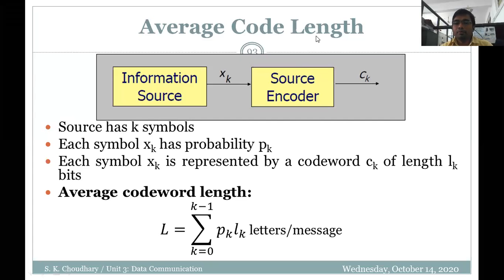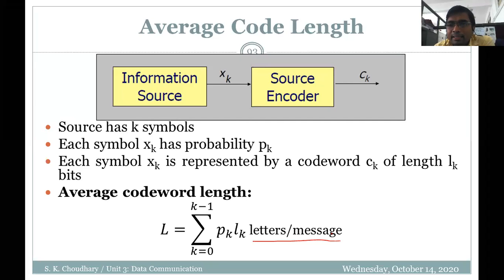So yesterday we discussed some features of source coding, as well as the formula for the average code length. One thing also, those who have not yet noted down the formula of average code length, it is displayed on the slide. Please note it down. That is L is equal to sigma k is equal to 0 to k minus 1 pklk, and the unit is letters per message. In per message, how many letters are there?